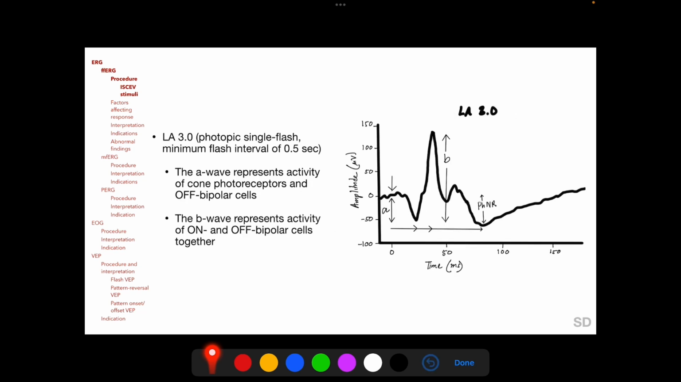The next standard ISCEV full field ERG stimulus is light adapted 3.0 intensity stimulus, also called the photopic single flash stimulus, which should be presented with a minimum flash interval of 0.5 seconds. And the response to it consists of an A wave representing the activity of not only the cone photoreceptors but also the off bipolar cells, and a B wave which represents the combined activity of on and off bipolar cells.